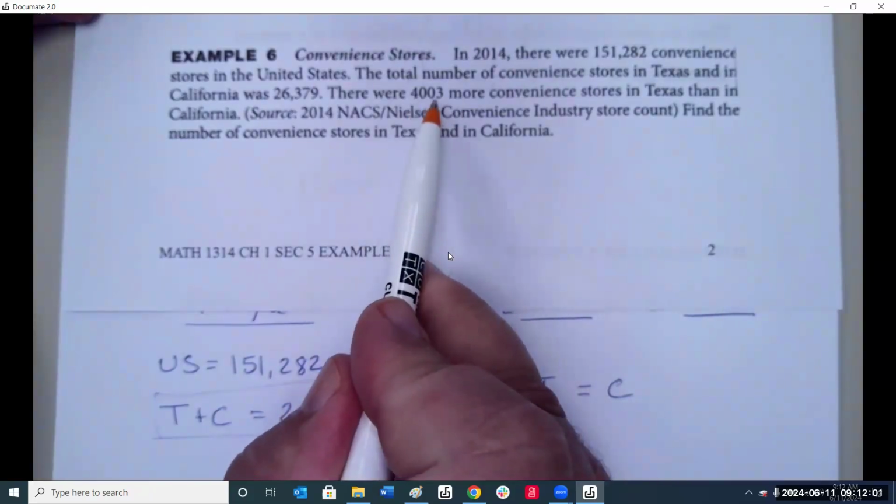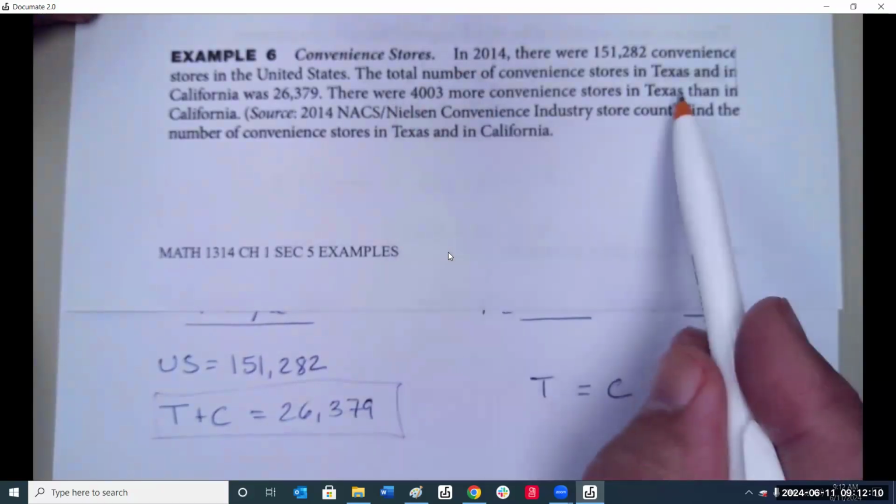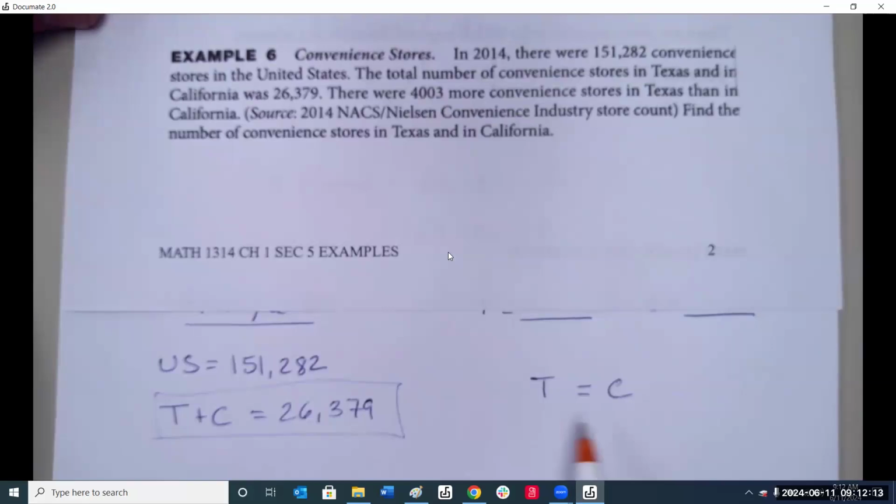Because one of these states has 4,003 more stores. So this one has more stores than this one, right? Because it says there's more stores in Texas than California. So how do I make them equal? What do I have to do? Yes, you can do that. That's one thing, yes. Very good. Or we could do it the other direction. We could do T equals C plus 4,003.